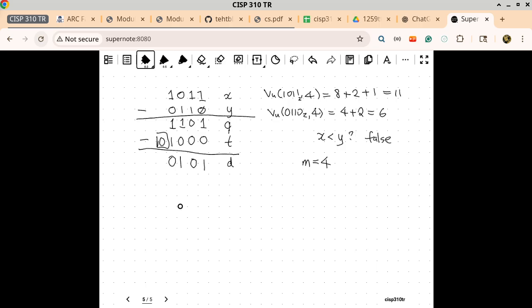The other example, we can just flip those two around. 0, 1, 1, 0 minus 1, 0, 1, 1. And I'll do this really quickly this time, so I'm not going to spell out the actual operations.